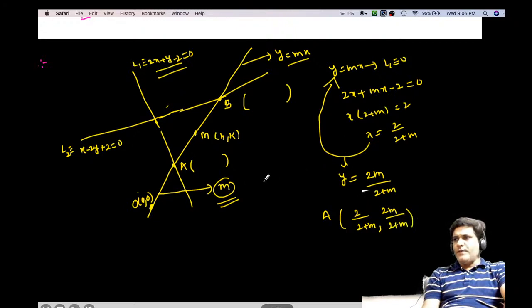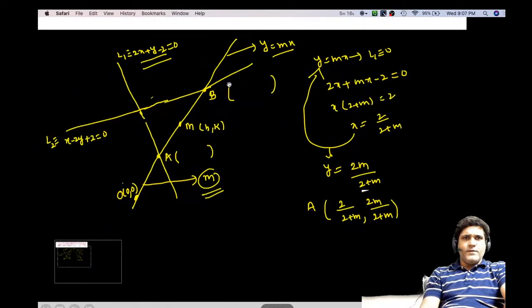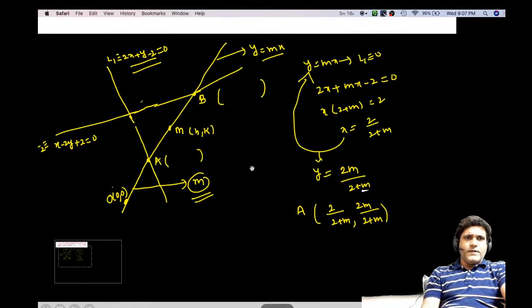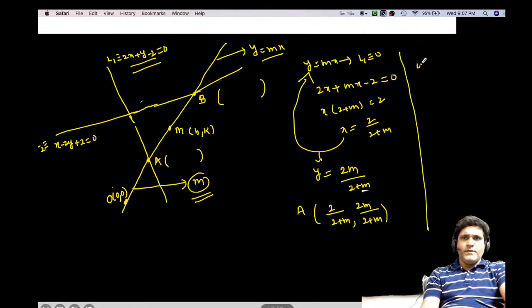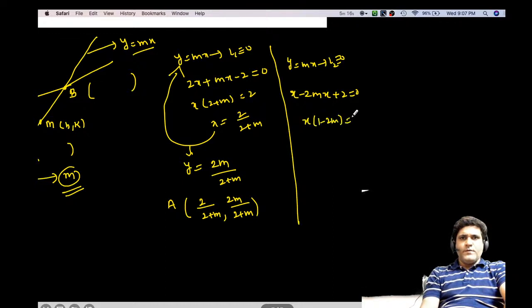Similarly find the coordinates of B. Therefore y = mx, you substitute in the second line, L2 = 0. Then L2: x - 2mx + 2 = 0. Then you get x(1 - 2m) = -2. Therefore x = 2/(2m - 1).